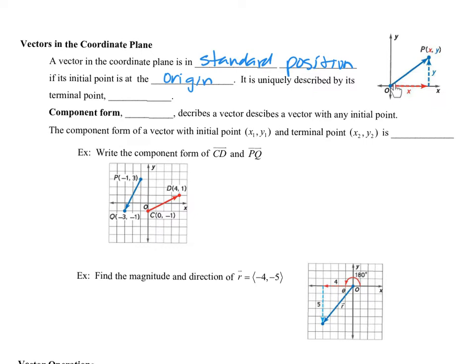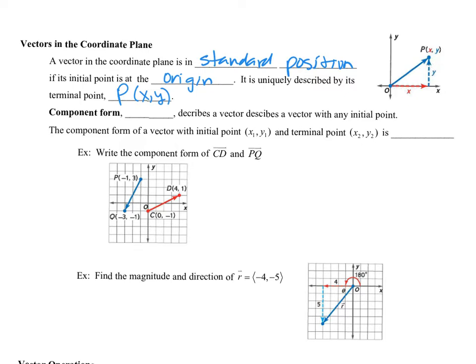Now, if we have a vector in standard position, then it is uniquely described by its terminal point. So that terminal point in our example would be the point x comma y. So you can see in this diagram that this blue vector is uniquely described by the point P(x, y) because the x value and the y value of this point uniquely describe a distance and a direction for this vector.